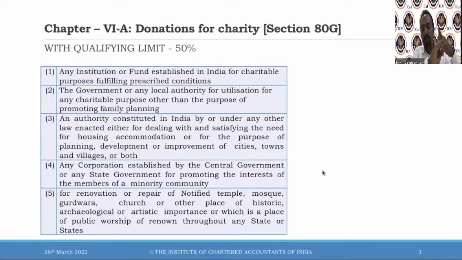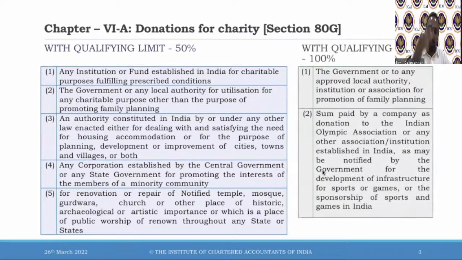As we said, two types of charity. One is a fund or institution established in India for charitable purpose. Another is the government or any local authority for utilization for charitable purpose other than promotion of family planning. The third is donating to an institution into housing accommodation, for the development and improvement of cities, that is city planning. Then it is about paying to any corporation established by the central or state government for promoting the minority community. And finally, it is about renovation or repair of notified temples and other things. So these are the things we're discussing, with qualifying limit 50%.